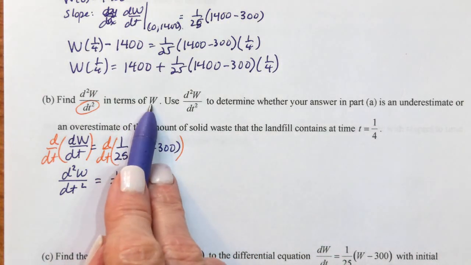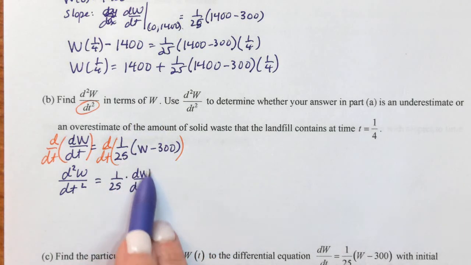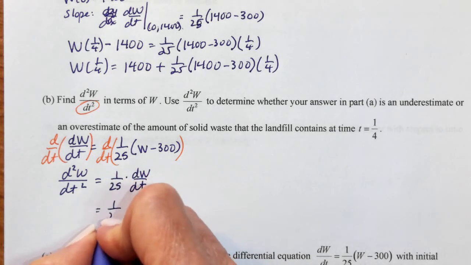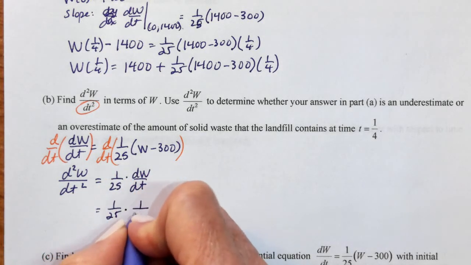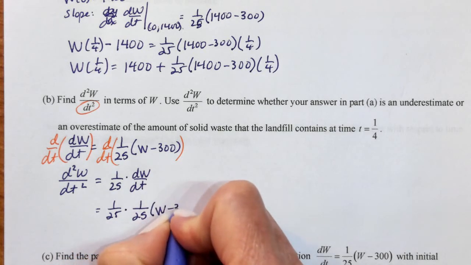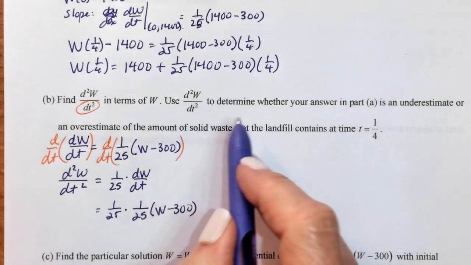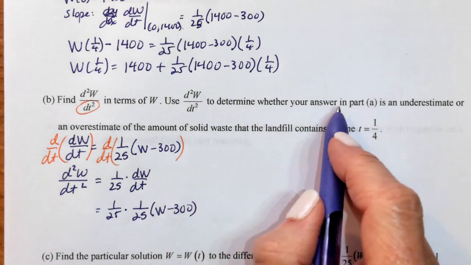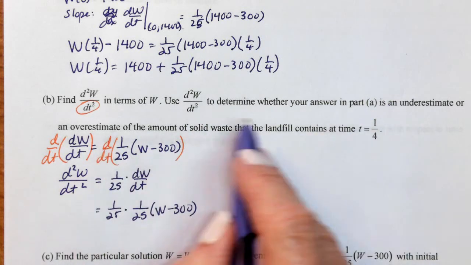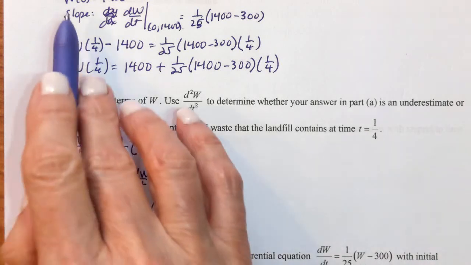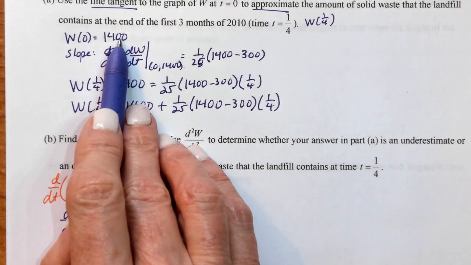In terms of w, they almost always will say that, so just in place of dw dt, put what dw dt is. So this will be 1/25 times (1/25 w minus 300). And now we want to use the second derivative to determine whether our answer to part A is an underestimate or an overestimate of the solid waste that the landfill contains at time 1/4. Okay, so we used the point (0, 1400).